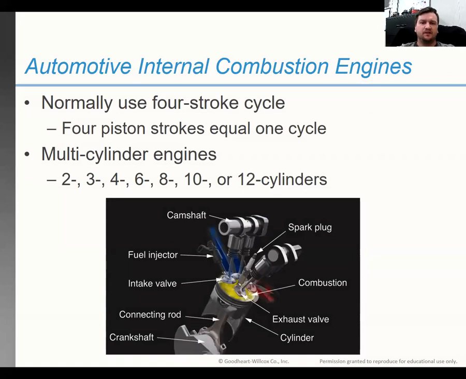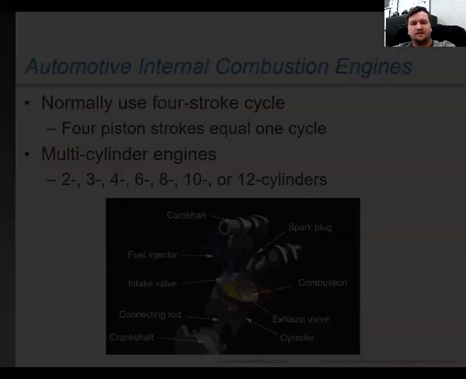Automotive internal combustion engine normally uses 4 strokes. 4 piston strokes equal 1 cycle. Multi-cylinder engines, 2, 3, 4, all the way up to even 12 cylinders. So a cylinder is what kind of rates how big the engine is, and then you also have the size of those cylinders as well. Like I said, we get into this a little bit later on in the semester, so a lot of this will make more sense later on.